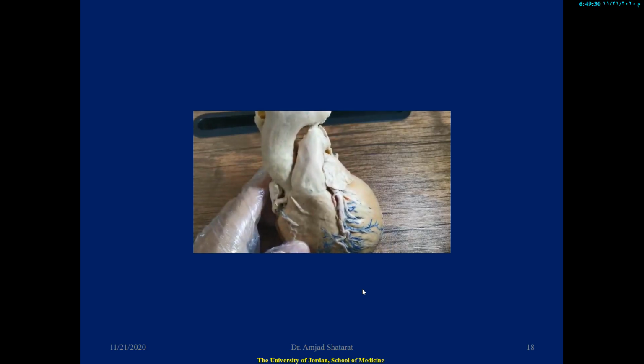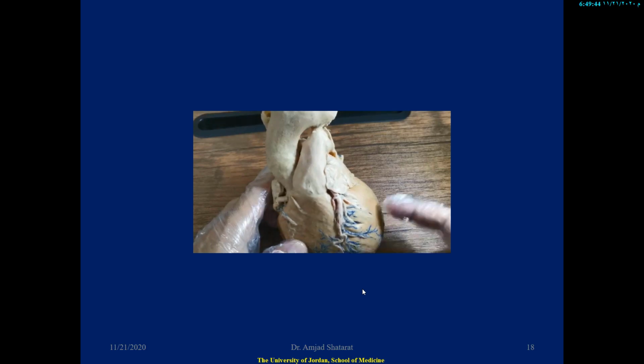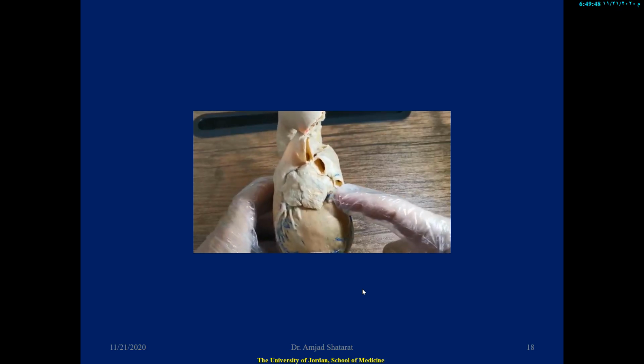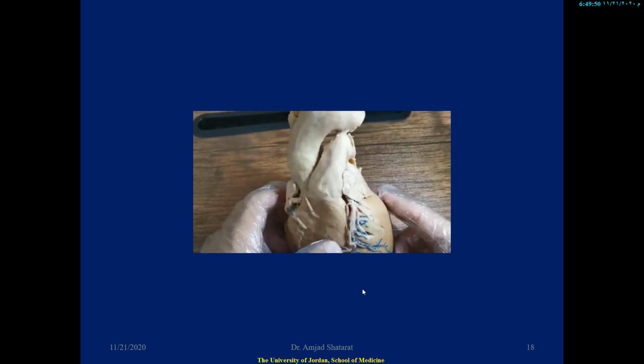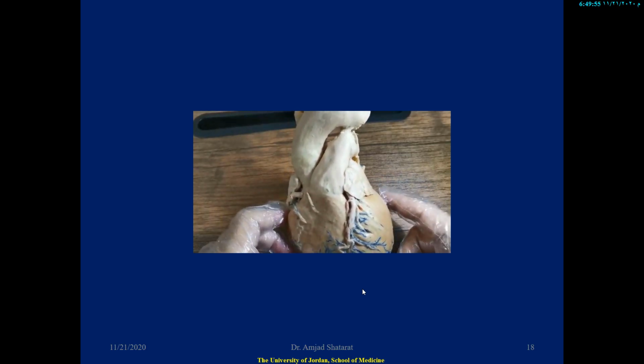The left coronary artery is very short as a stem. It divides into the anterior interventricular artery, or left anterior descending artery, and of course the circumflex branch. So the circumflex is the one that carries on running in the coronary sulcus.